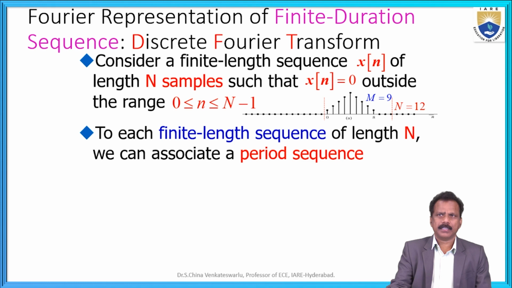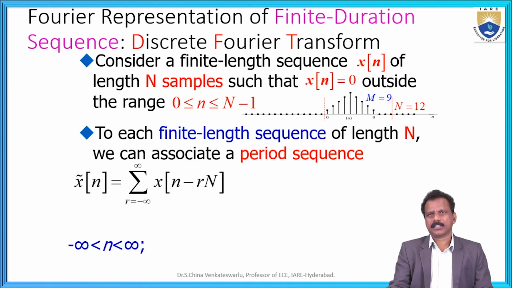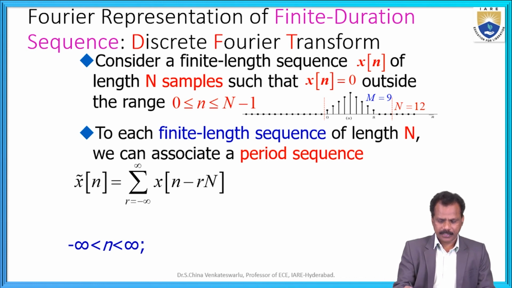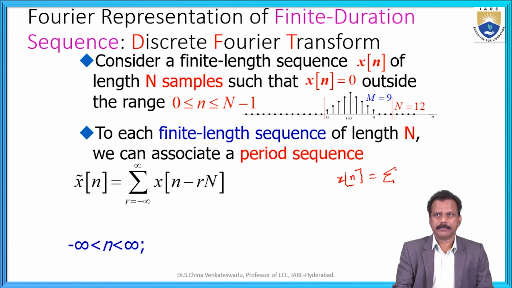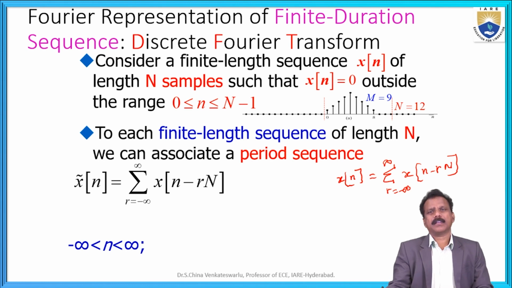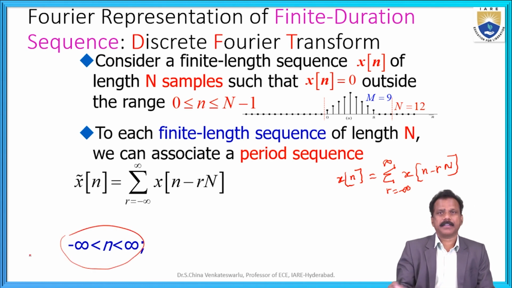To each finite length sequence of length N, we can associate a periodic sequence x̃(n), which is equal to the summation where r is equal to minus infinity to plus infinity of x(n minus rN), over the interval minus infinity less than n less than plus infinity.